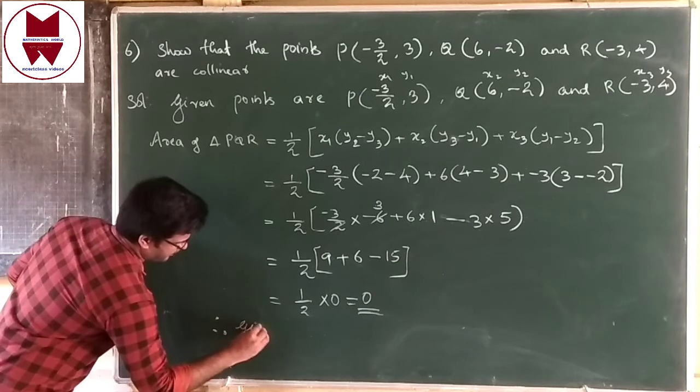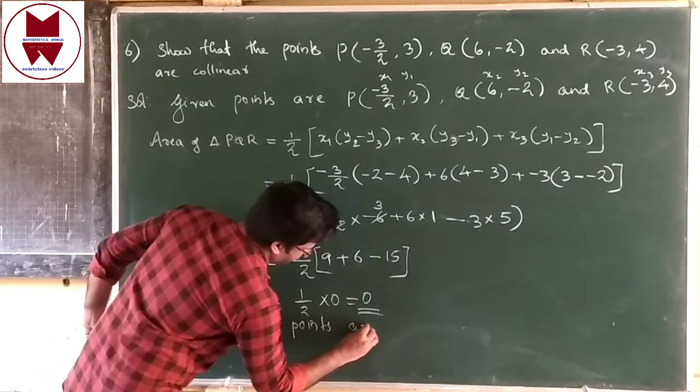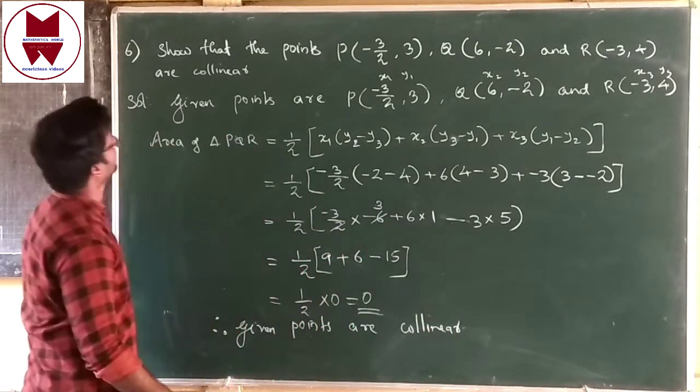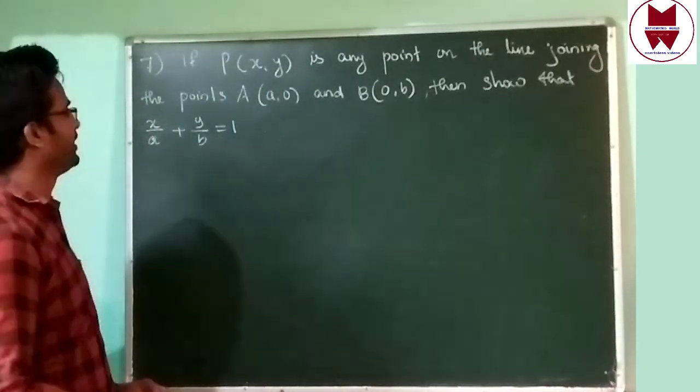Therefore, the given points are collinear. Now we can see the next question, question number 7.